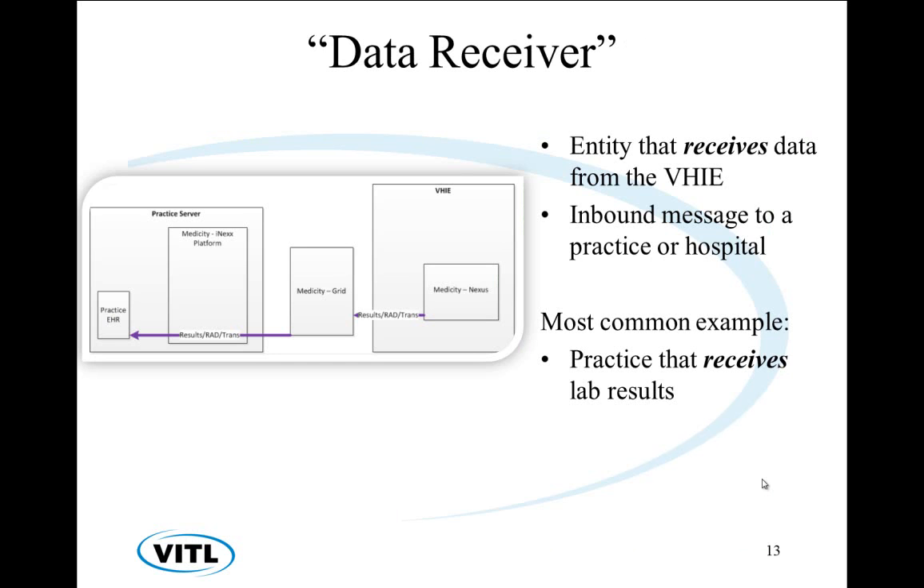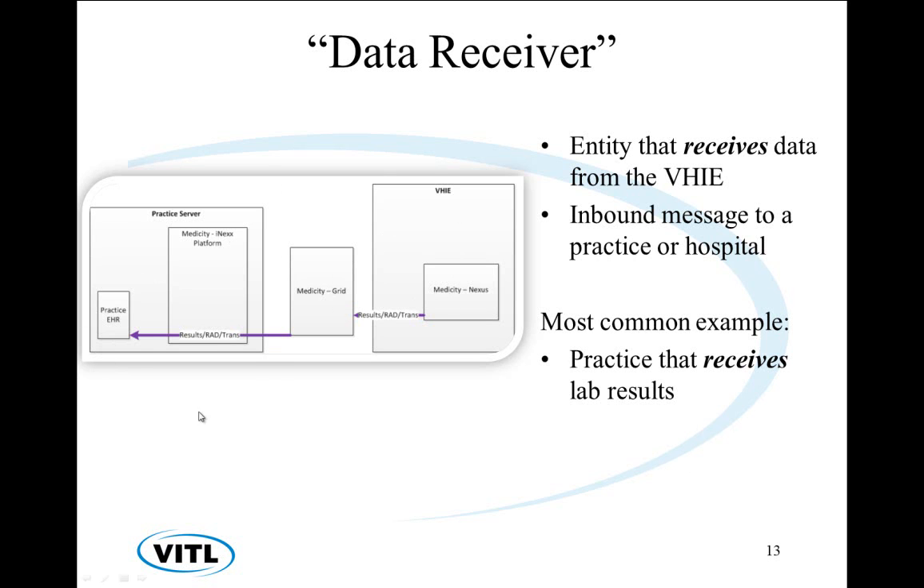So we talked about the first type of connection, the data providers. Now we're getting into the second kind of connection at a high level. These are the data receivers, organizations that receive data from the VHIE. Now remember, organizations can be both. They can provide and receive data. That can often happen, especially with practices. So we're talking about any entity that receives data from the VHIE.